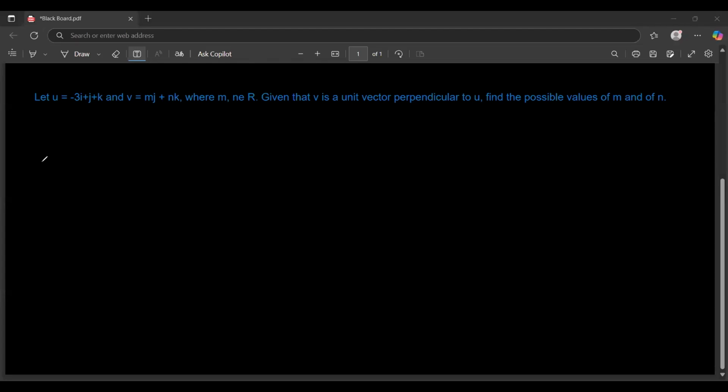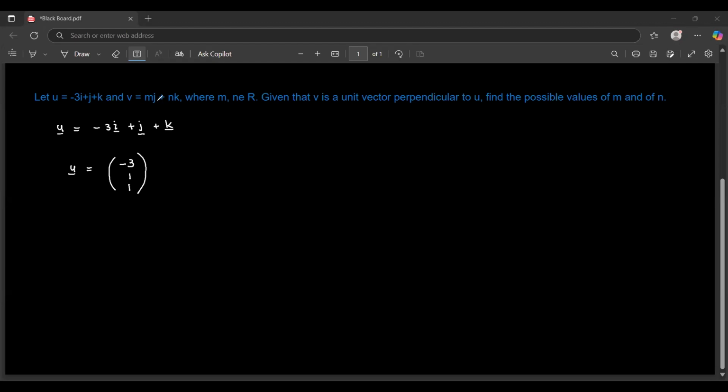So how can we do this question? They're saying vector u is equal to minus 3i plus j plus k. It's always better to write any vector in its numerical form so that we can easily tackle those questions. So u is equal to (-3, 1, 1).